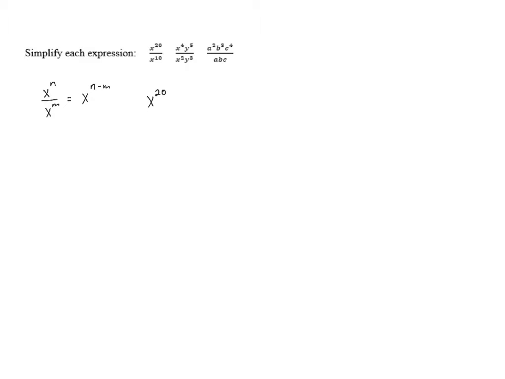Let's look at x to the 20th over x to the 10th. Here we have a quotient where the numerator and denominator are both powers of x, so we can combine them by taking the difference of the exponents, 20 minus 10 in the exponent, and 20 minus 10 is 10, so we end up with x to the 10th as our final answer.